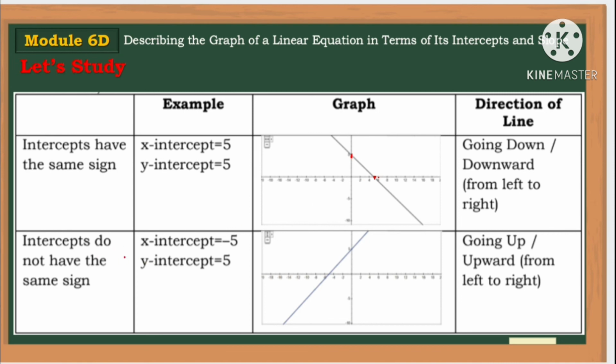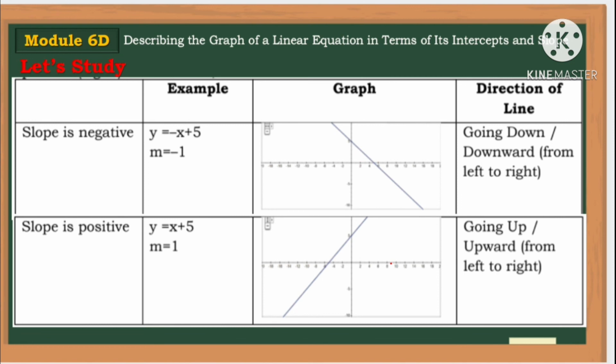The intercepts do not have the same sign. If the x-intercept is negative 5 and the y-intercept is 5, is this one going upward or downward? Upward. So going upward from left to right. And this one is going downward. See the difference?